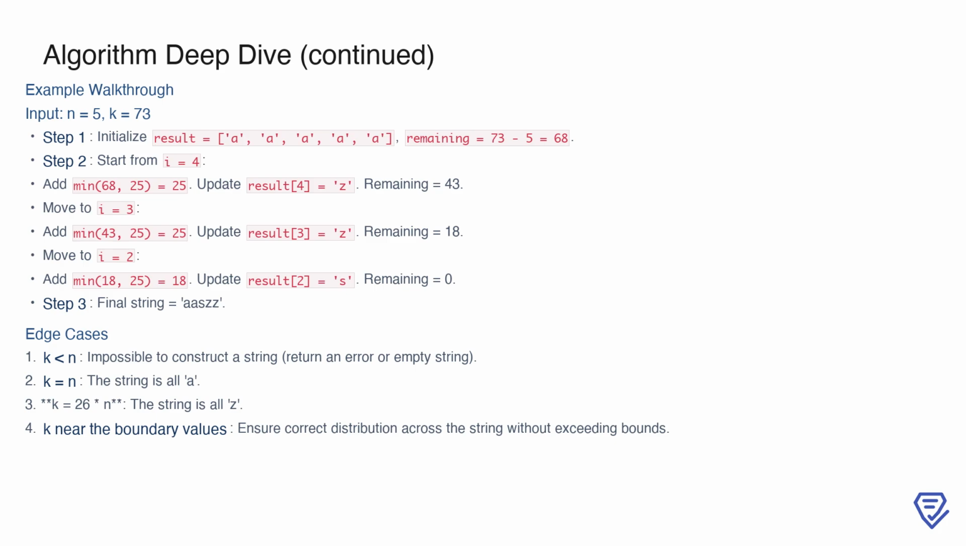Edge cases to consider include when k is less than n, which makes it impossible to construct a string, or when k equals n, where the result is simply a repeated n times. For k equal to 26n, the result would be all z. By handling these scenarios, the algorithm remains robust and reliable.